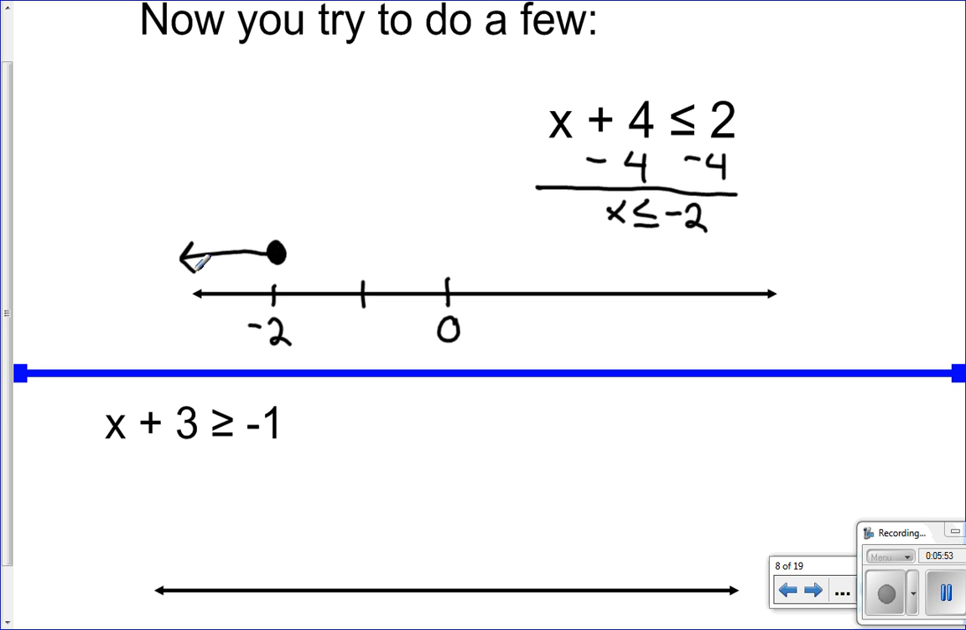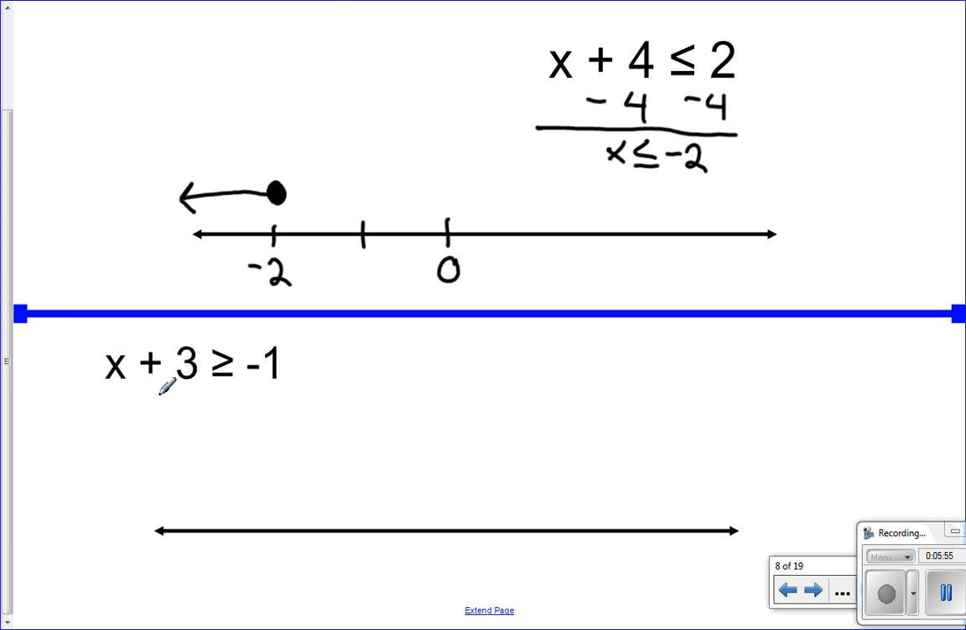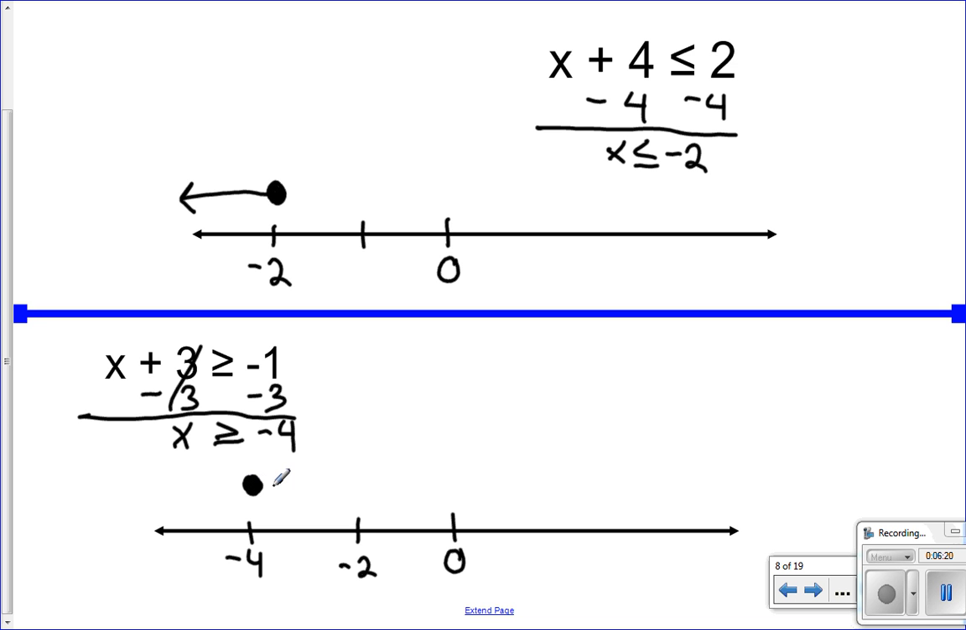x plus 3 is greater than or equal to negative 1. I'm going to subtract 3 from both sides. I get x is greater than or equal to negative 4. So here's 0, negative 2, negative 4. x is greater than or equal to negative 4. Since it's greater than or equal to, I'm going to fill the circle in. It's everything to the right of it. All right, moving on.